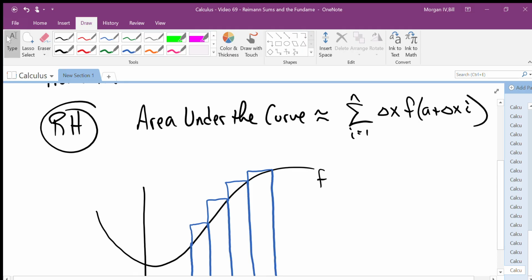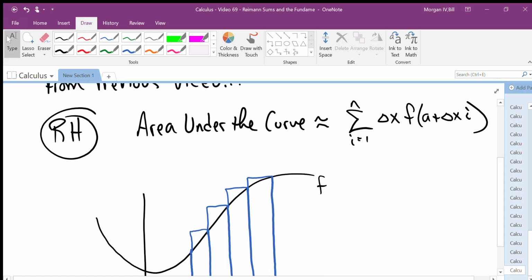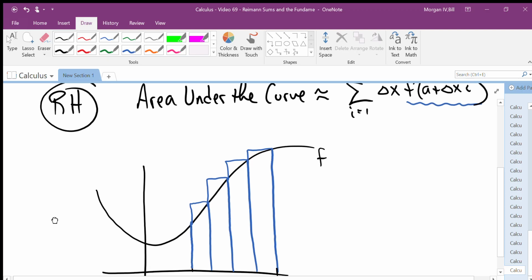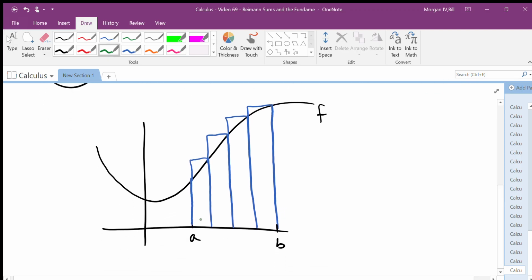So I want to generalize this, where I'm not just saying the right-hand method is this, or the left-hand method is this, or the midpoint method is this. What I want to do now is replace this complicated f of a plus delta x times i with a more basic thing. Instead, I want to take the height of each rectangle not from the right-hand side, but from any point c that's within the width of the rectangle.